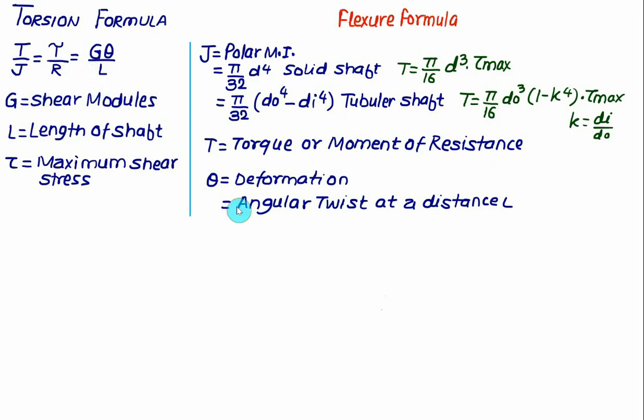The flexure formula and the torsion formula are almost symmetrical. Instead of torque we have to use the bending moment equal to M. Instead of J, we have to use the moment of inertia equal to I. Instead of tau, we have to use the bending stress equal to sigma b. Instead of radius r, it will be equal to the distance y. And on the right hand side, we have E divided by R. So the torsion and flexure formulas are almost symmetrical.